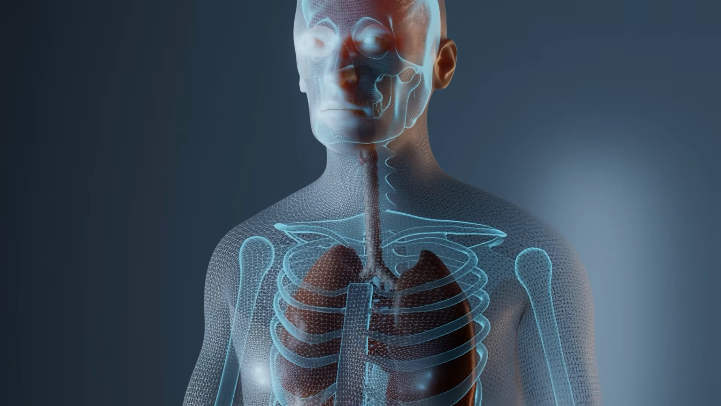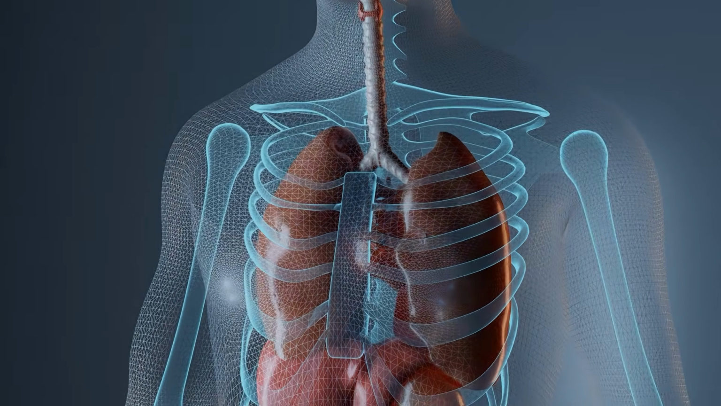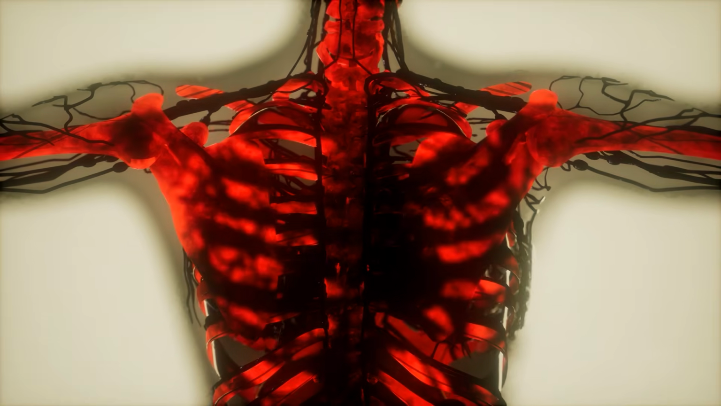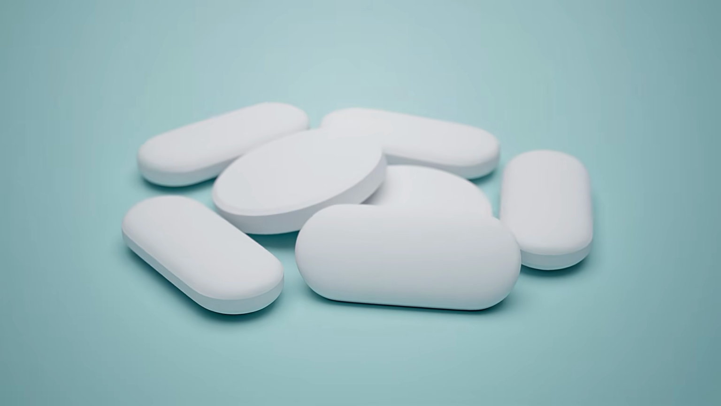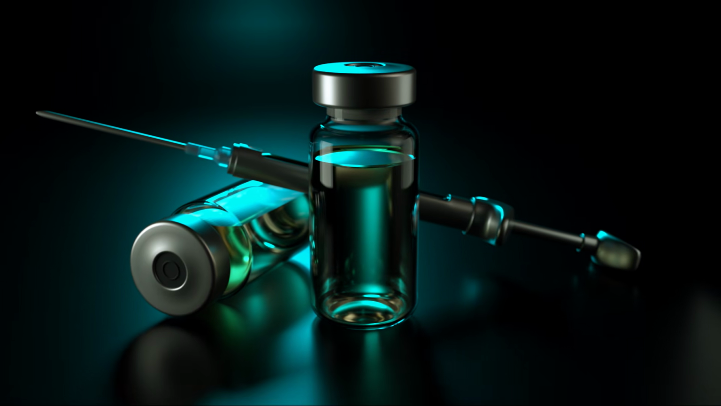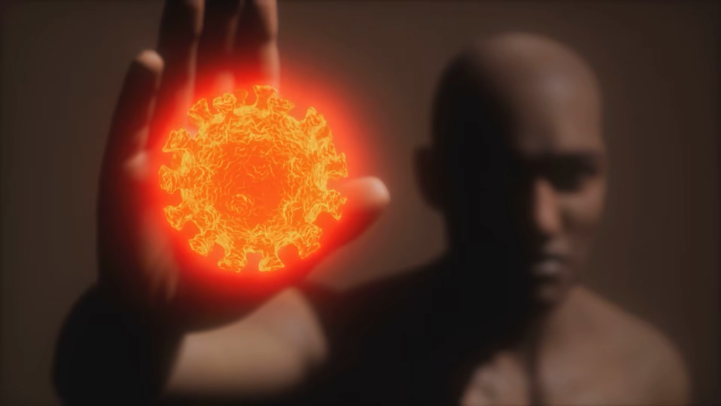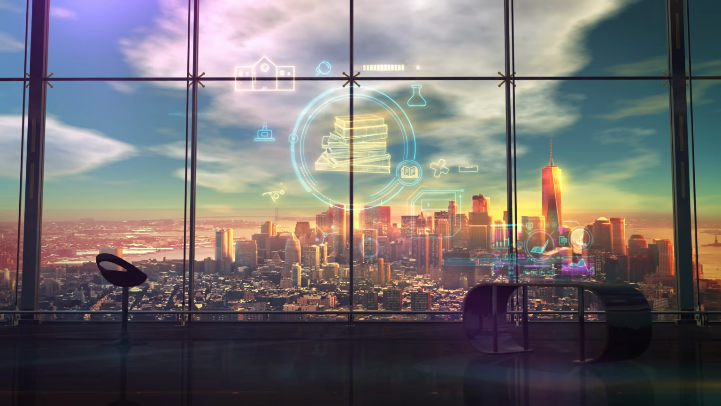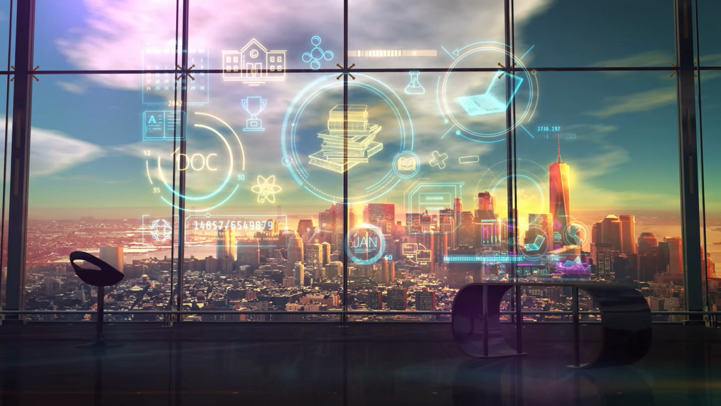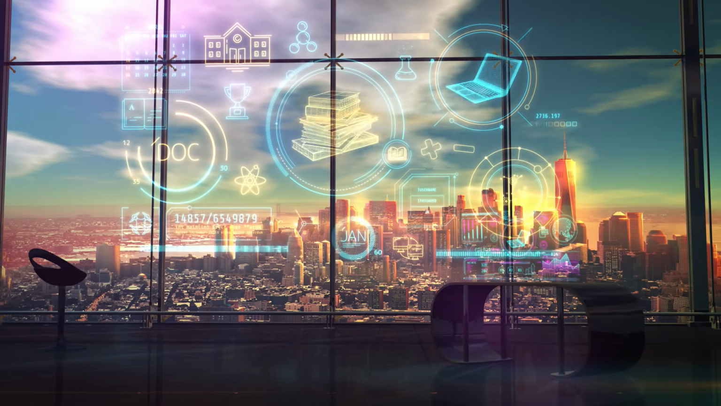TB affects the lungs by destroying tissue and impairing breathing. If untreated, it can spread throughout the body and become life-threatening. However, with proper diagnosis, a full course of antibiotics, vaccination programs, and preventive measures, TB can be controlled and eliminated. Understanding TB is critical because awareness leads to early detection, and early detection saves lives.